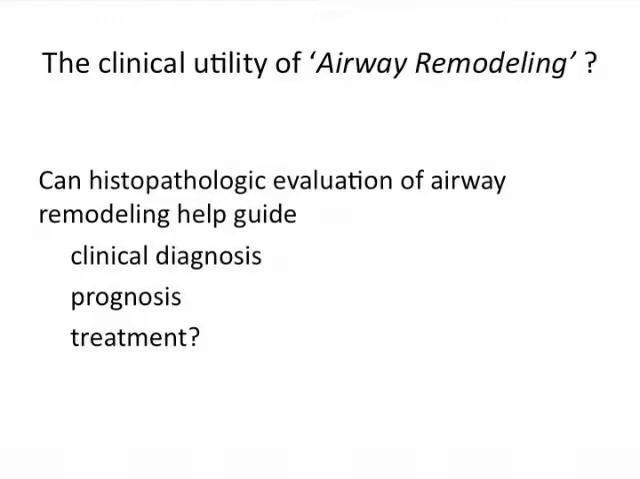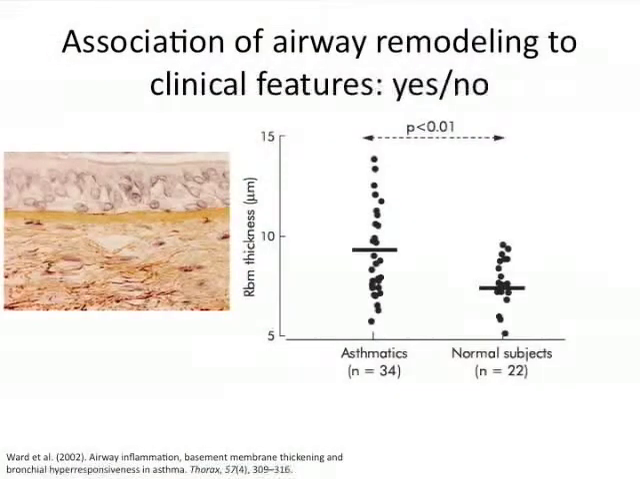But let's revisit, and I want to stay focused on the question of the clinical utility of these changes. Can they help guide diagnosis, prognosis, and treatment? If so, we can start with a basic question: is there an association of these features to the clinical question at hand in a simple dichotomy, yes, no. And this is illustrative of many early studies where people compared asthma or normal and measured one or more of the things I've just itemized. And the answer is yes, there is an association, and this captures it quite well.